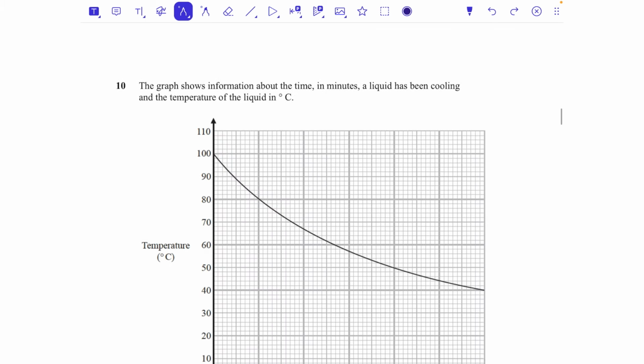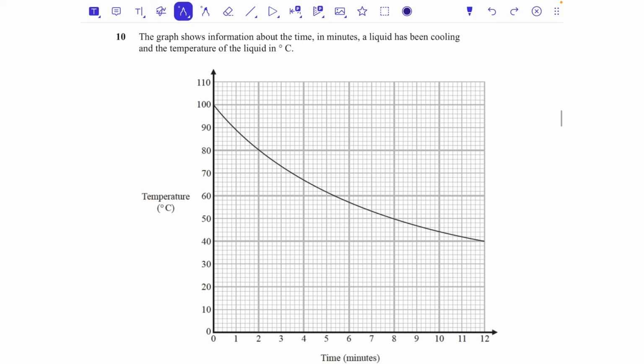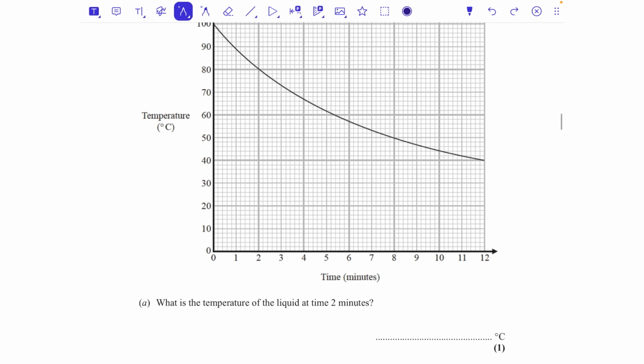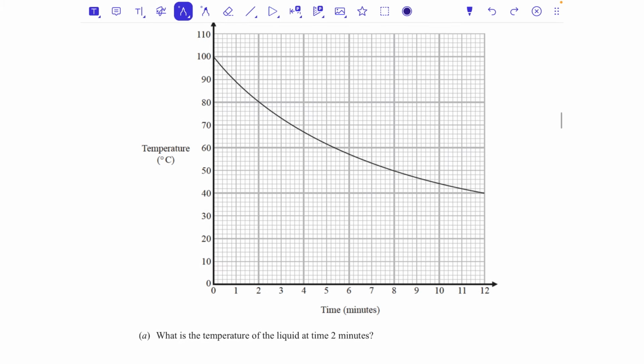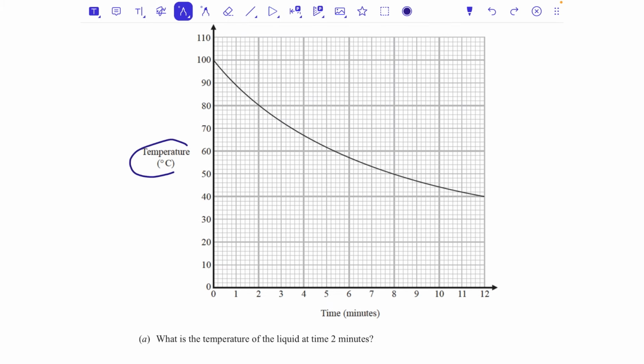Question number 10. The graph shows information about the time in minutes a liquid has been cooling and the temperature of the liquid in degrees C. Question A says, what is the temperature of the liquid at time 2 minutes? So you've got temperature on your y-axis and time going across your x-axis here.